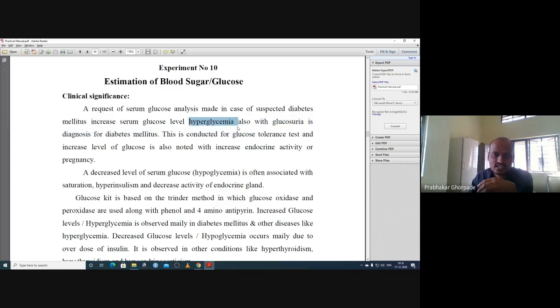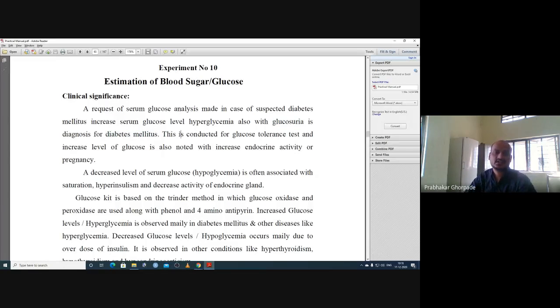So this hyperglycemia condition we can see. The glucose increases in the blood, and there is glycosuria. Sometimes this glucose gets excreted via urine. So this glycosuria condition can be seen with diabetes mellitus.